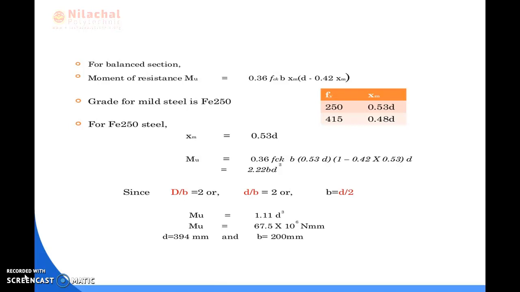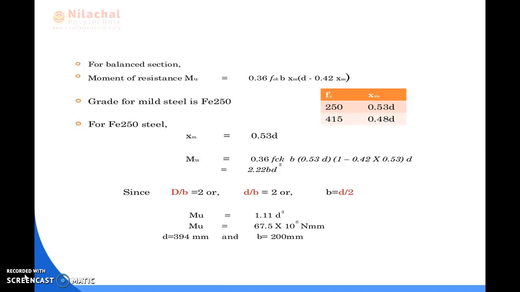Here b and d both are unknown, and we need to calculate b and d. Here we consider d by b is equal to 2, or b is equal to d by 2. So Mu is equal to 1.11 d cube. Here we put b equal to d by 2, and so the Mu value is calculated by putting the value, that is equal to 67.5 into 10 to the power 6 Newton mm.